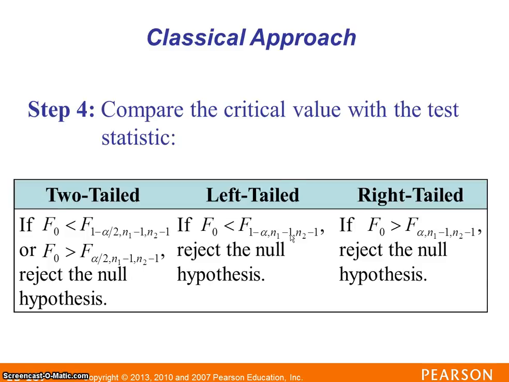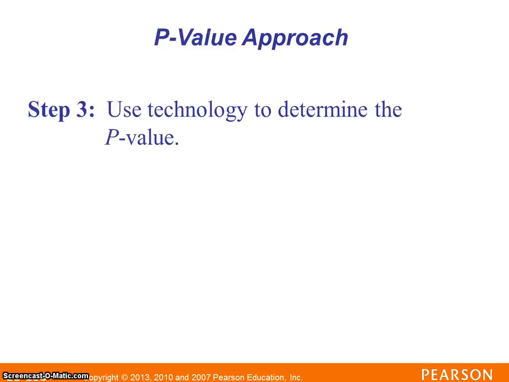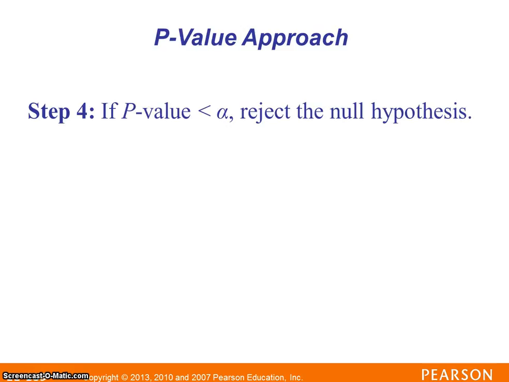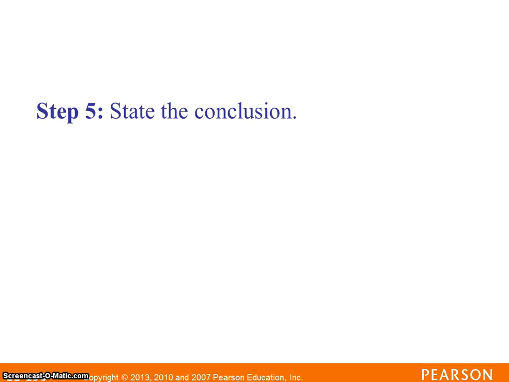Then again, you can either use the classical approach or the p-value approach, but in this case, and from now on, typically we'll have a high reliance on technology because the p-values will be harder to compute. If the p-value is less than the alpha value, we'll reject the null hypothesis. So very similar to other tests. The only main difference is the test statistic is the sample variances divided by one another. And then don't forget to state the conclusion.